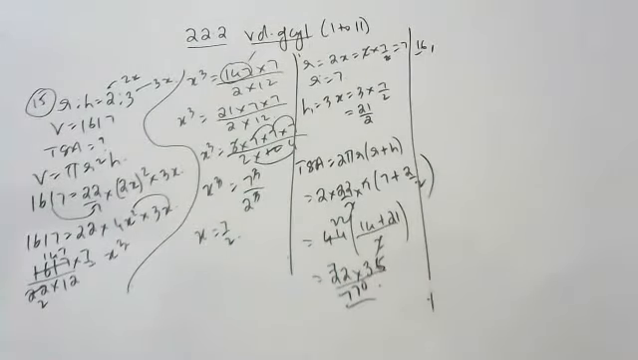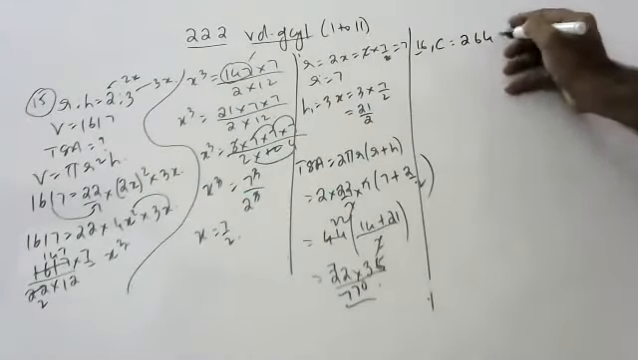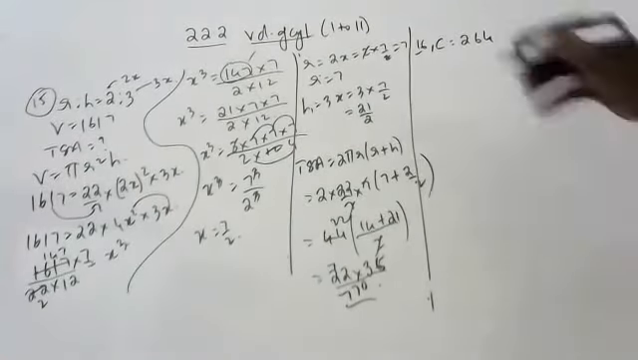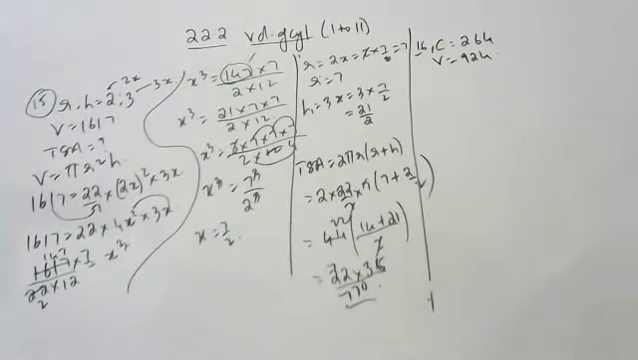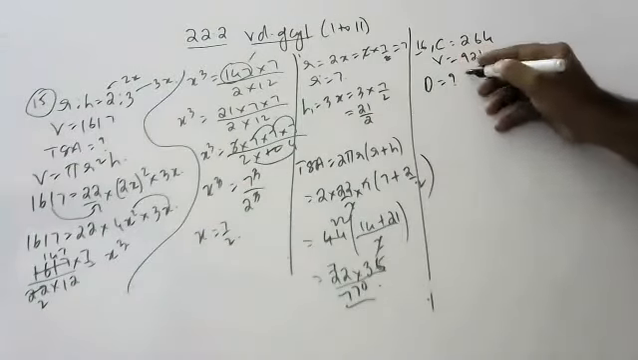Sir, the CSA is 264. Meghana, are you there? CSA is 264. Yes, sir. Okay, and its volume is 924. Volume is 924. Find the diameter and height. They are asking diameter and height.